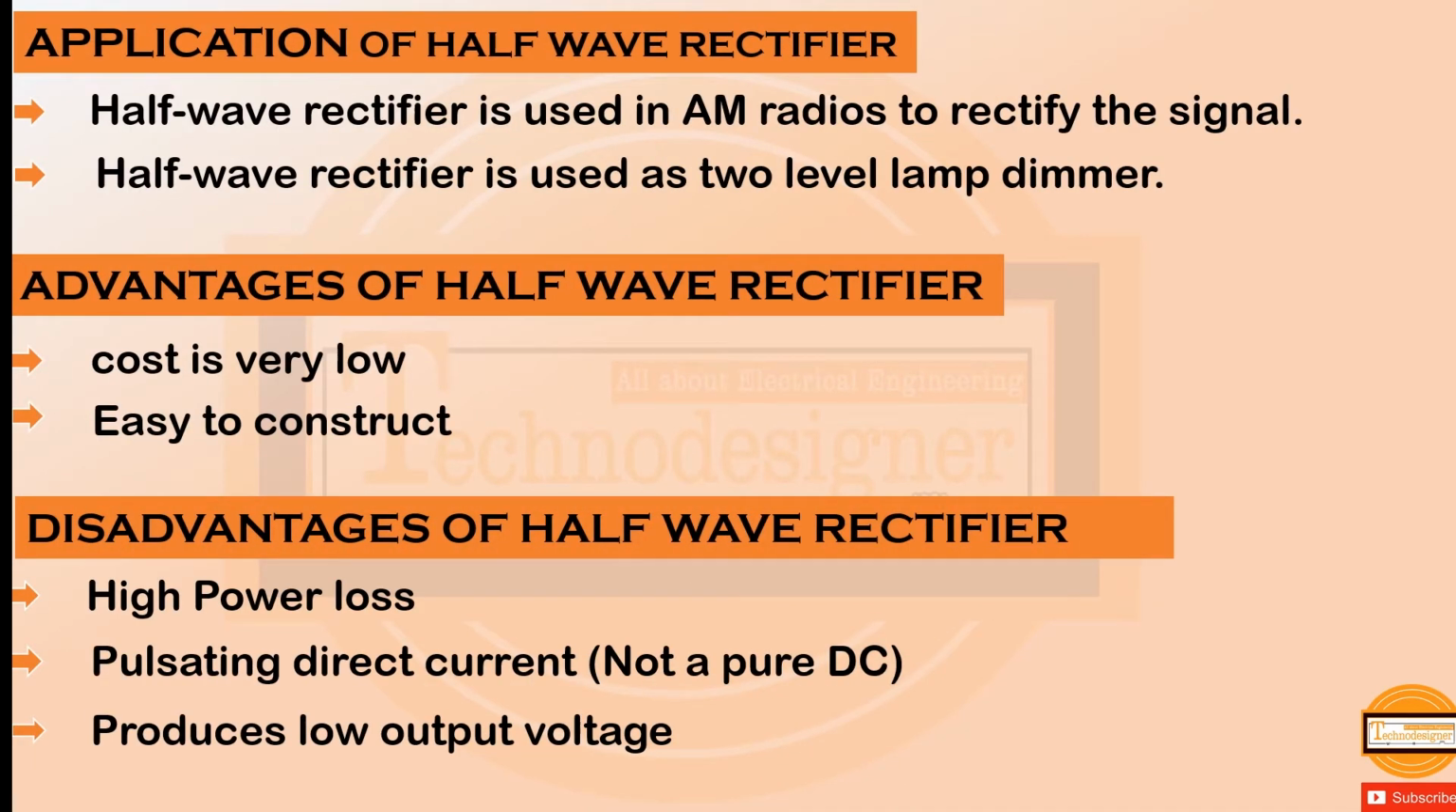Applications of half-wave rectifier. A half-wave rectifier is used in AM radios to rectify the signal. It is also used as a two-level lamp dimmer. Advantages of half-wave rectifier: cost is very low and easy to construct. Disadvantages of half-wave rectifier: high power loss, pulsating direct current, not a pure DC, and it produces low output voltage.